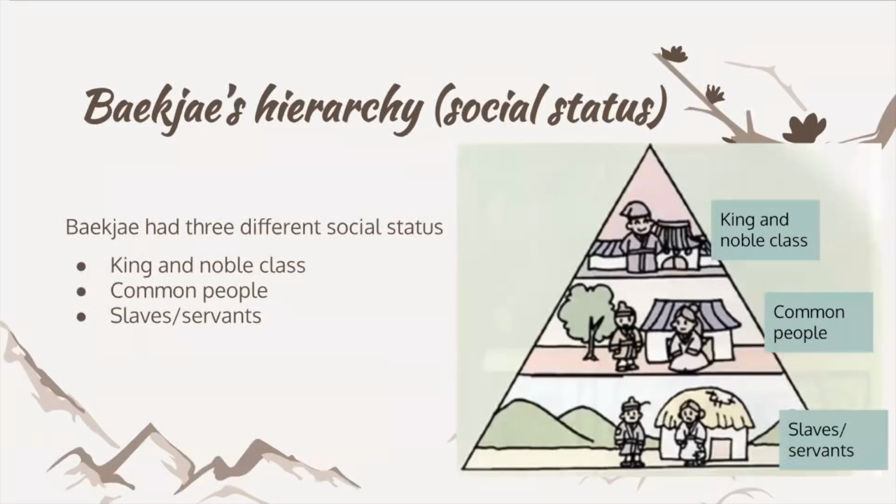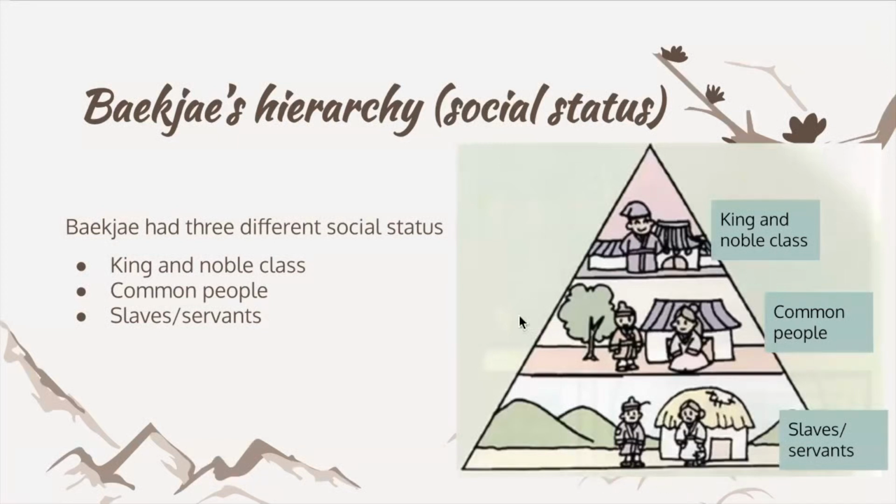Baekje also had a hierarchy, or in easy words, social status. They had 3 different social statuses. The highest was the king and noble class. The middle was common people, and the lowest were slaves and servants.